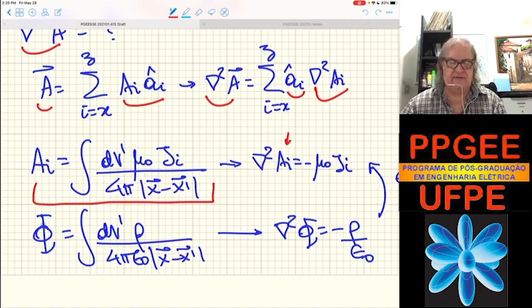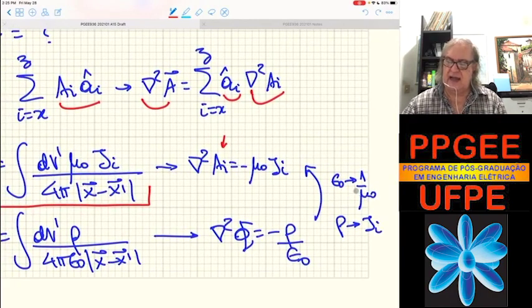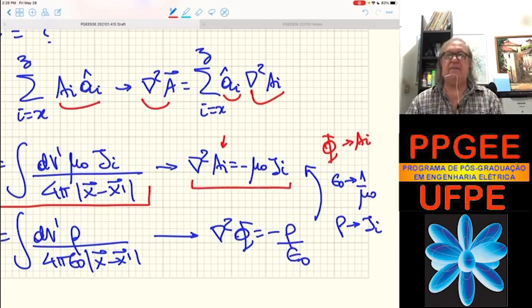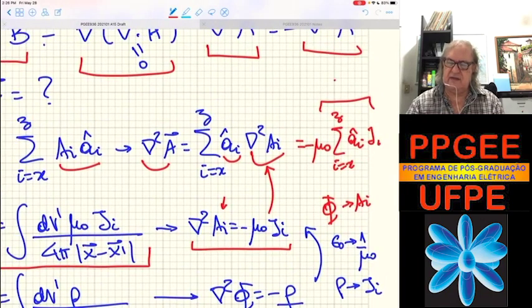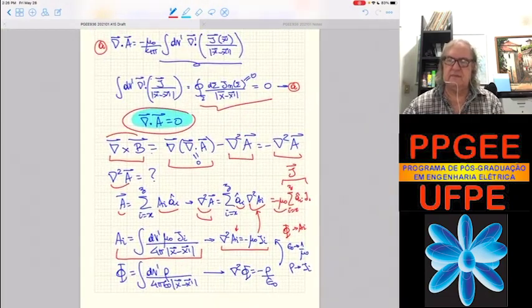So similarly, I make a correspondence: I replace phi here by A_i, rho we replace by J_i, and epsilon 0, which is in the denominator, we replace by 1 over mu 0. Right, that's the correspondence we make. Rho goes to J_i, epsilon 0 goes to 1 over mu 0, and phi goes to A_i. So I calculate like this: the Laplacian of A_i equals minus mu 0 J_i. Now, when I recompose here, this is going to be equal to minus mu 0 times the sum of J_i, which gives the vector J. So that's what the Laplacian is. It's minus mu 0 times J. Okay?